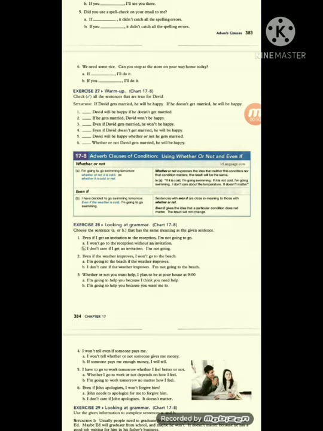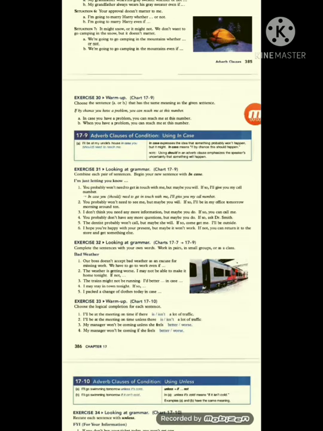Even if. B. I have decided to go swimming tomorrow. Even if the weather is cold, I am going to go swimming. Sentences with even if are closest in meaning to those with whether or not. Even if gives the idea that a particular condition does not matter; the result will not change.